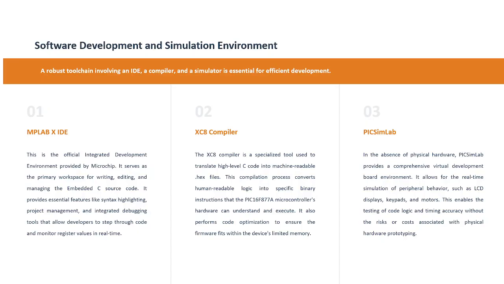The second software is the XC8 compiler. The XC8 compiler is a specialized tool used to translate high-level C code into machine-readable .hex files. This compilation process converts human-readable logic into specific binary instructions that the PIC16F877A microcontroller's hardware can understand and execute. It also performs code optimization to ensure the firmware fits within the device's limited memory.